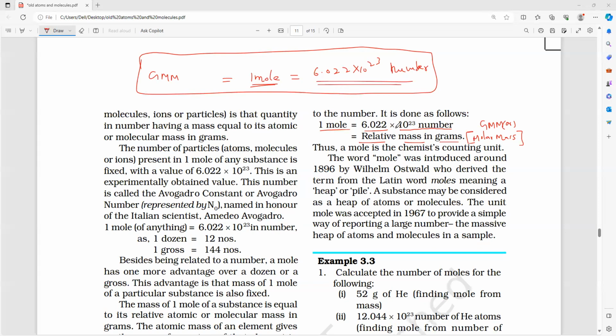Anyone having any doubt, please kindly let me know. I will ask, I will explain. Are you clear, all of you? Sanjay? Yes, sir. Yes, sir. So that is what you have to remember. So this is the mole concept.